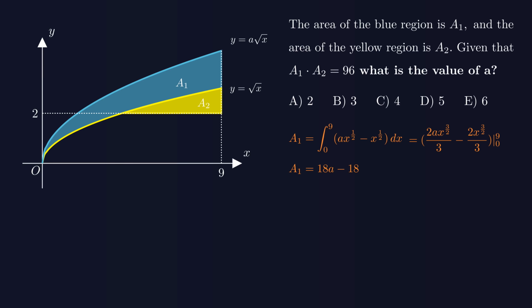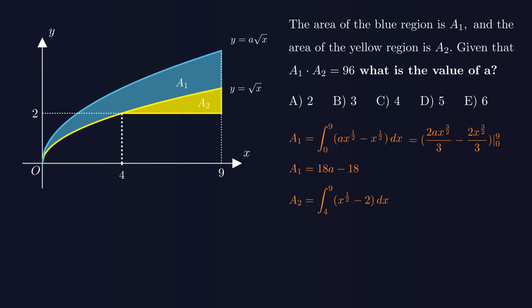All right, now let's move on to A2. We first need to find the boundaries of A2. This point here is x equals 4, right? If you plug 4 into square root of x, you get 2. So the A2 area lies between y equals square root of x and y equals 2. Then we'll write the integral like this.